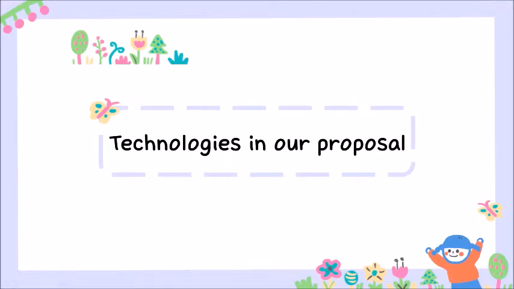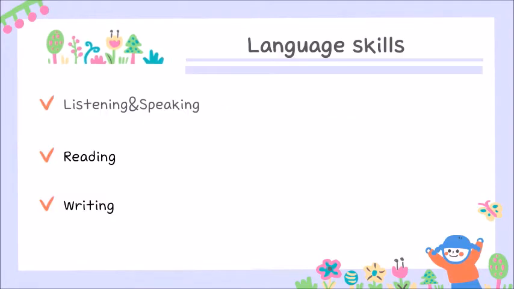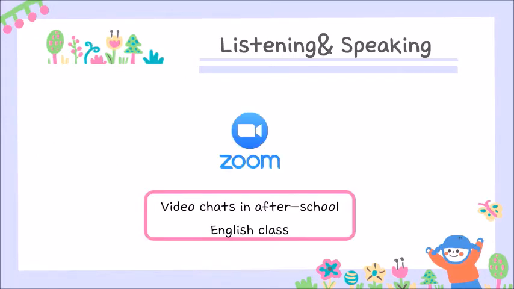Now we're going to talk about the technologies that could be used for our proposal. We categorize language skills by listening and speaking, reading, and writing, and thought about ways to use technology in each category. In listening and speaking, Heian Elementary School doesn't have a native speaking instructor in school, so they have video chats with a native speaking instructor in after school English classes. In the class, the instructor and students have conversations, which gives them opportunities to listen and speak. So we're going to stick to video chats in the oral skills area.